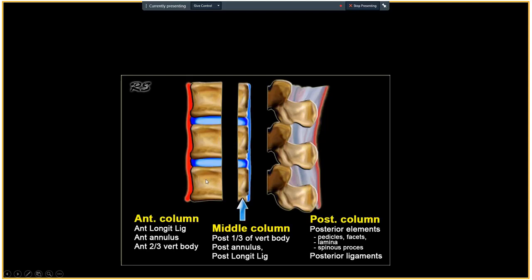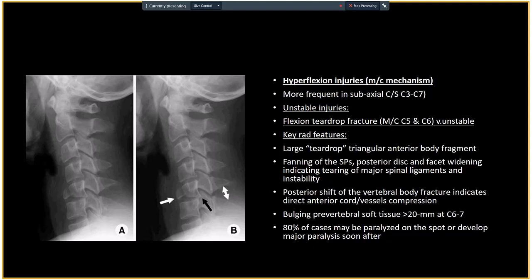And if it involves only a single column, then in that case, spinal trauma may be considered as stable. So let's look at important fractures that affect the cervical spine in acute trauma. This fracture is known as a hyperflexion injury, the flexion teardrop fracture, and in trauma it's considered one of the dreaded fractures of the spinal column.